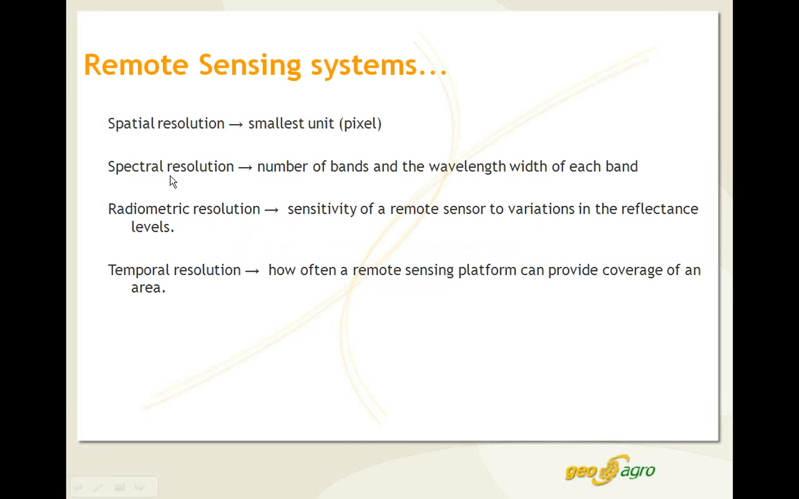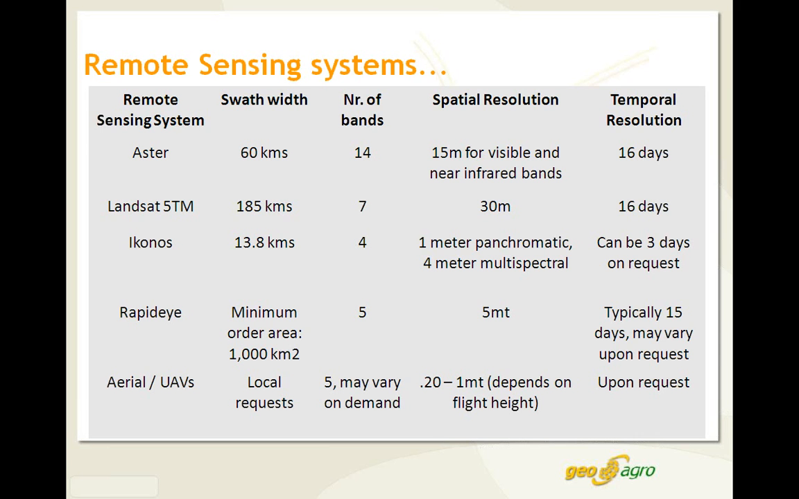You can have as many bands as determined by the sensors. You have the number of bands and the wavelength width of each band. So we'll see different satellite systems will have different numbers of bands. You have radiometric resolution, which is the sensitivity of remote sensing to variations. And temporal resolution is how often your system acquires data. So this will be important for your applications. And these are just some examples.